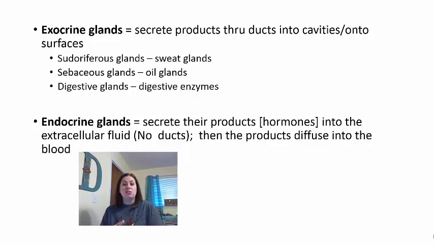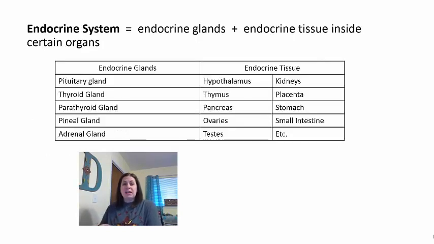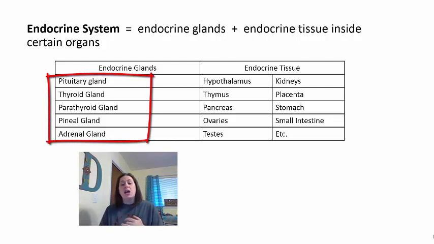All right, so exocrine glands use ducts to release onto a surface. Endocrine is released into the extracellular fluid and eventually maybe enters the blood. Now, as we go through here, it is important to know that the endocrine system is the endocrine glands plus endocrine tissue inside certain organs. There are some glands that are only part of the endocrine system, and these are going to be like the pituitary gland. This is found hanging from the brain, the hypothalamus, the thyroid gland.